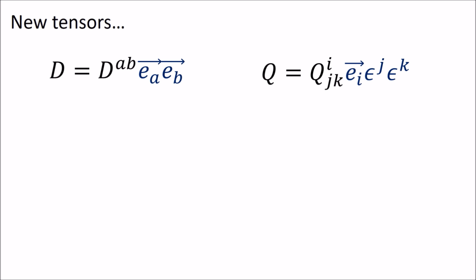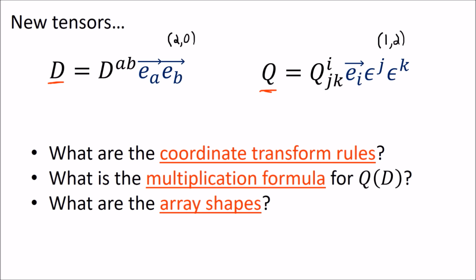So we have this tensor D, which you can see is made up of pairs of vectors, so it's a (2,0) tensor. And also there's this tensor Q, which is made up of one vector part and two covector parts. So it's a (1,2) tensor. So we have these new tensors, and I'm going to ask the same questions we've been asking all along. What are the coordinate transformation rules? What is the multiplication formula for the action of Q acting on the input D? And also, what are the array shapes?